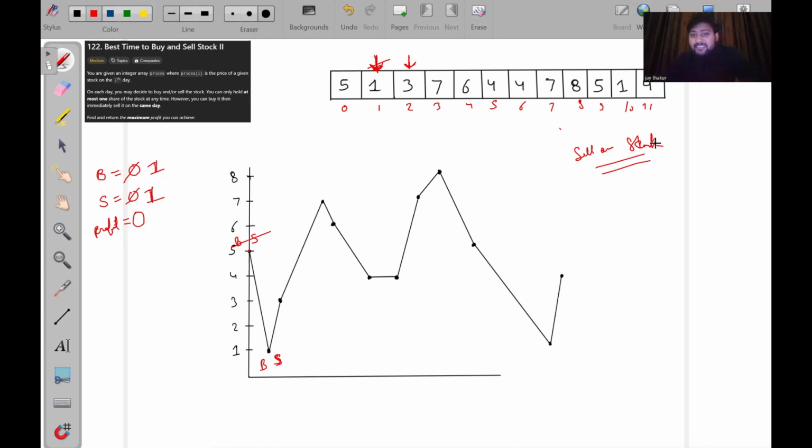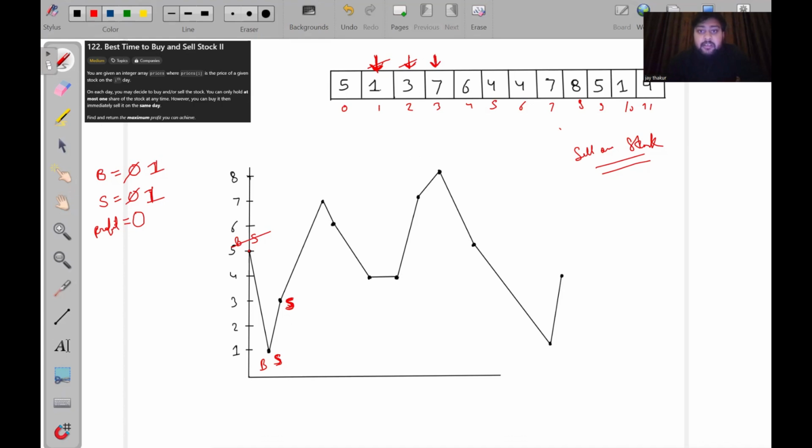But before selling this, maybe there is a chance that in the future we will get better prices for our stock. So we will just increase this selling date to this 3. But we will not sell yet, because maybe in the future we will get better prices. So we will explore further and check what the prices will be in the future. So we will simply increase this selling date. Okay, after that this pointer will also get increased.